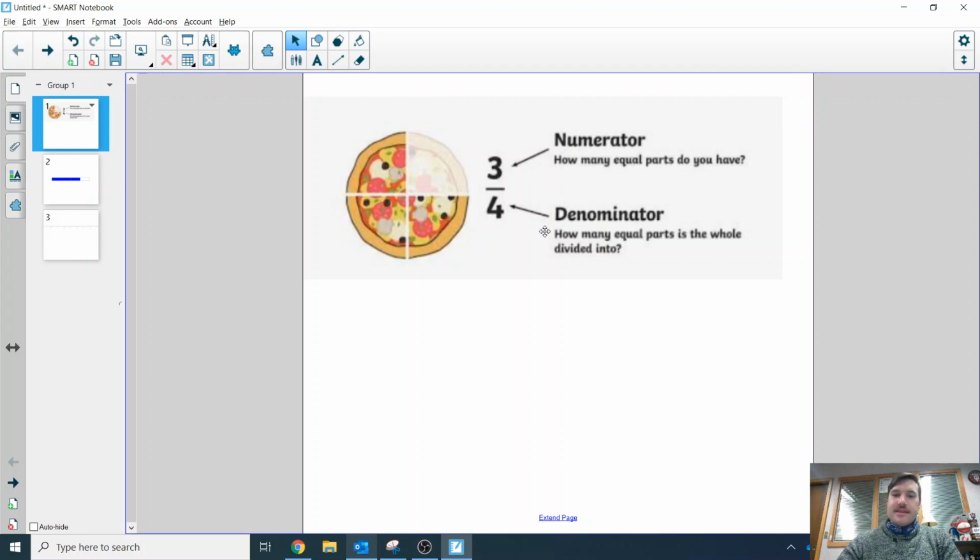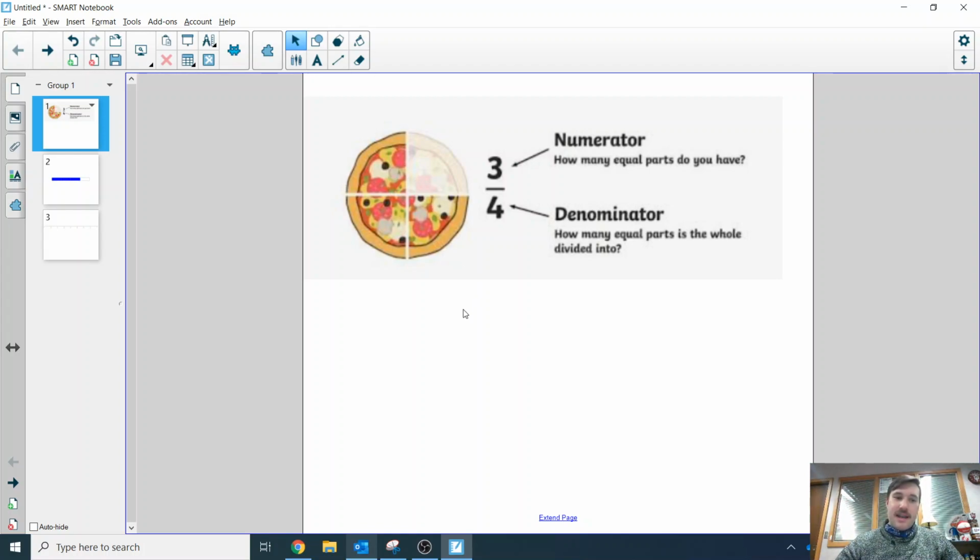The denominator is when we're thinking, I've got a pizza illustration here, how many equal parts. This is important, the parts have to be equal, okay? So how many equal parts make up the whole? If I had parts the same size, how many of them would equal one whole pizza or one whole whatever the fraction is? In this case, if I have four pieces the same size, that's going to equal one whole. So the denominator would be 4 because the whole is divided into 4 equal parts.